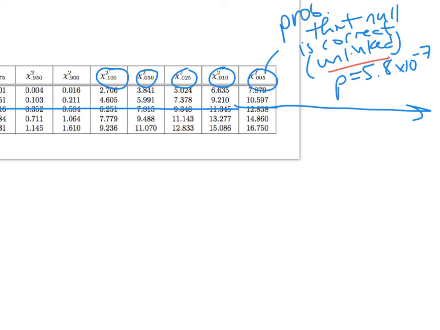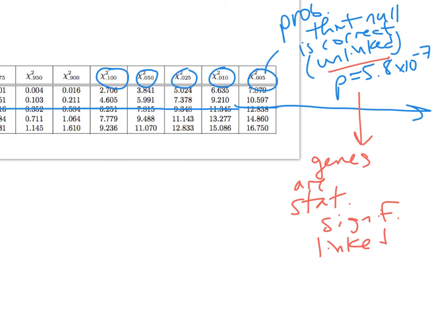So your conclusion would be, if the genes are not unlinked, they're linked. If you want to say it formally, you'd say the genes are statistically significantly linked.